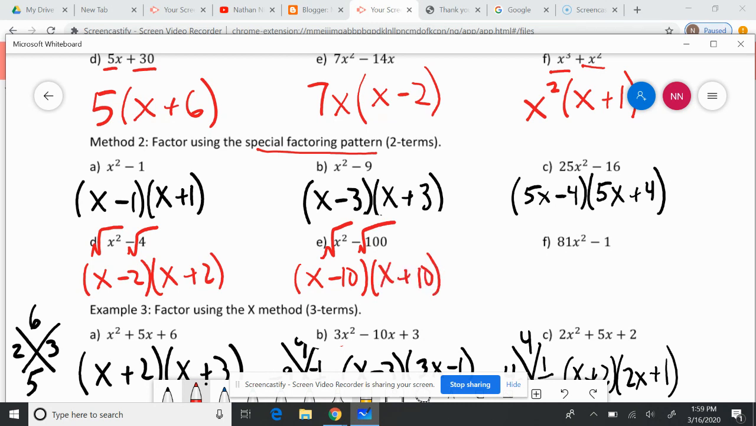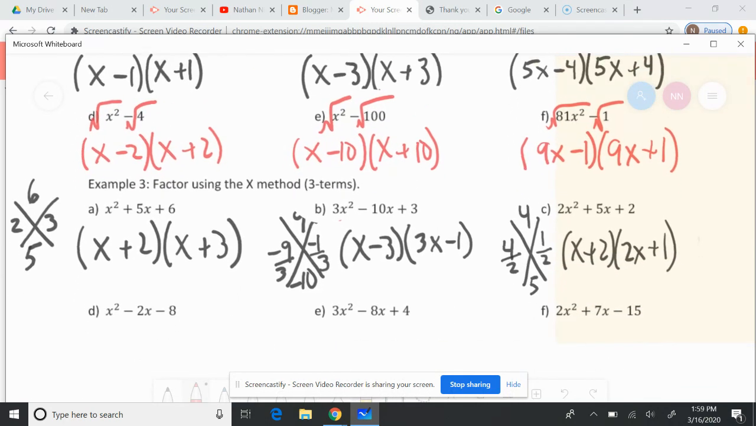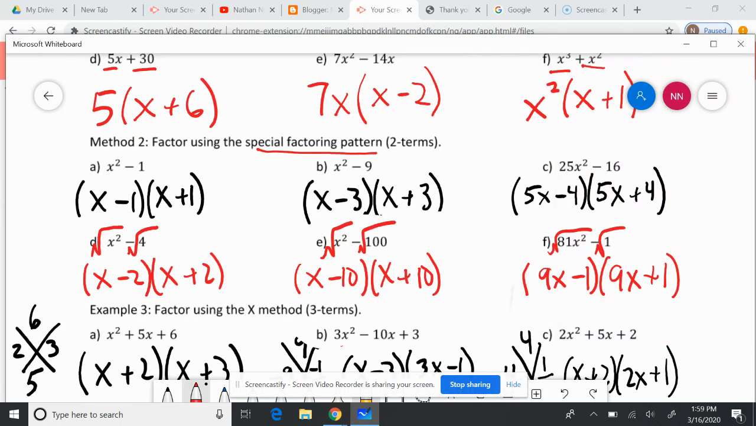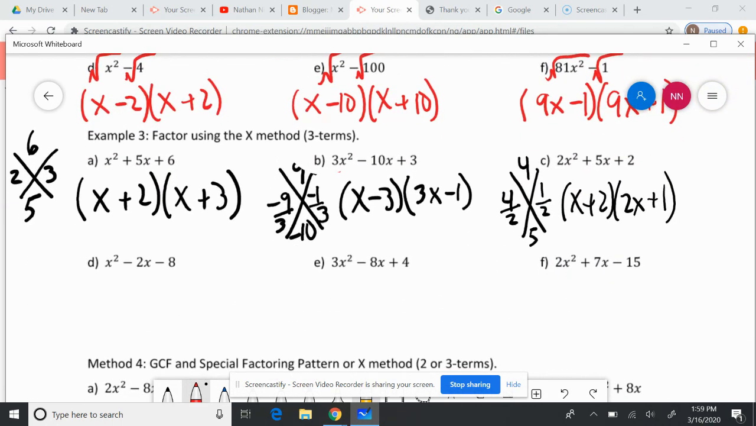Looking at letter F, we do the exact same thing. We're taking the square root of each of the terms, and that gives us 9x minus 1 and 9x plus 1. So that right there brings us to our problems that have 3 terms. So we're looking at our third method, which is the x method.